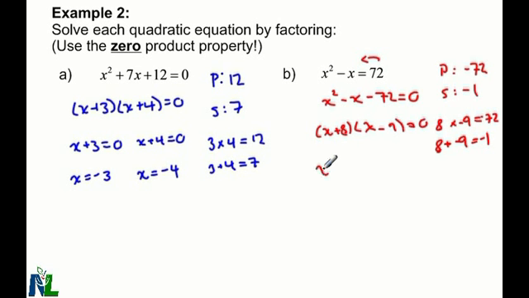Solving using the zero product property, I set each equal to 0. So x plus 8 equals 0 gives me x equals negative 8. x minus 9 equal to 0 gives me that x is equal to 9. And I get two values. These are, in each example, these would both be considered roots, zeros, or solutions to the equations listed above.